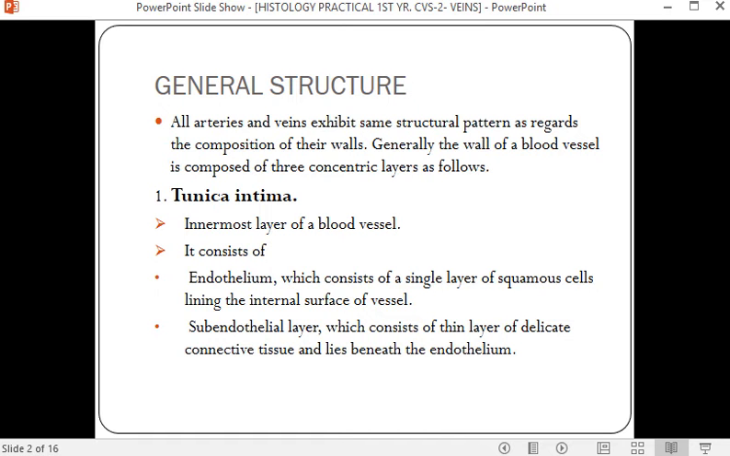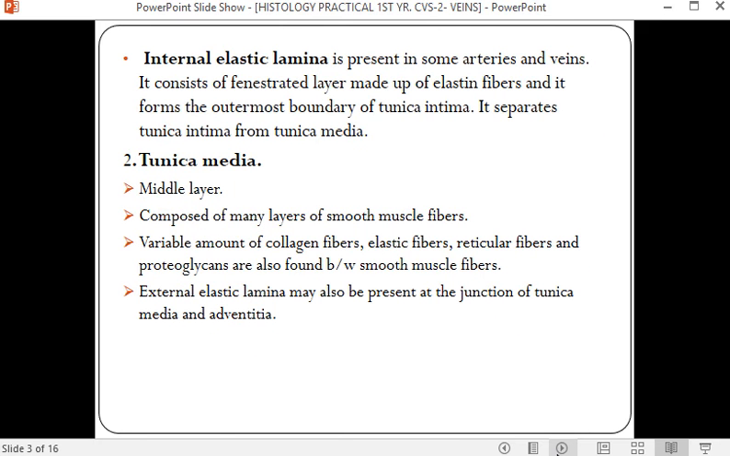Generally, the wall of a blood vessel consists of three layers: tunica intima, media, and adventitia. Tunica intima is further composed of endothelium, subendothelial layer, and internal elastic lamina. Endothelium consists of a single layer of squamous cells. The subendothelial layer consists of connective tissue fibers and lies beneath the endothelium. Then is the internal elastic lamina, which is present in some arteries and veins. It consists of a fenestrated layer made up of elastin fibers, and it forms the outermost boundary of tunica intima. Basically, it separates tunica intima from tunica media.